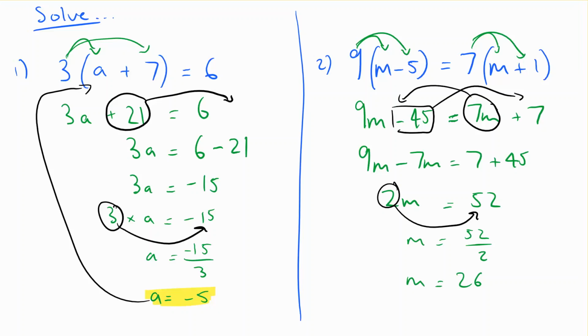And you can also go and put m in. I'll just highlight. m equals 26. Go and put 26 here and here and see if both sides are equal. So 9 times, in bracket, 26 minus 5. And then does that equal 7 times, in bracket, 26 plus 1? Yes, it does. Both sides equal 189. So that is correct. Let's have a look at one more example.